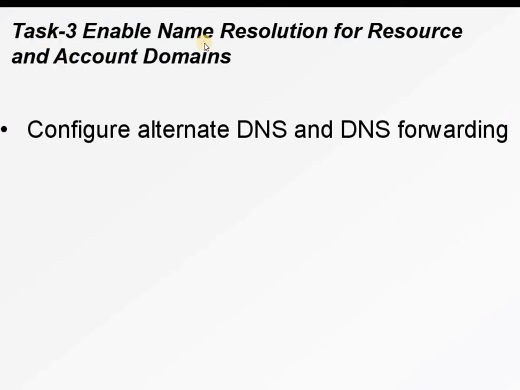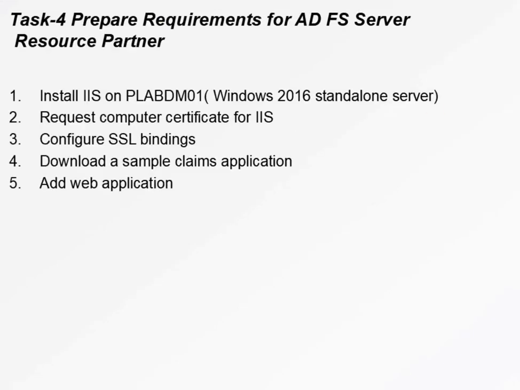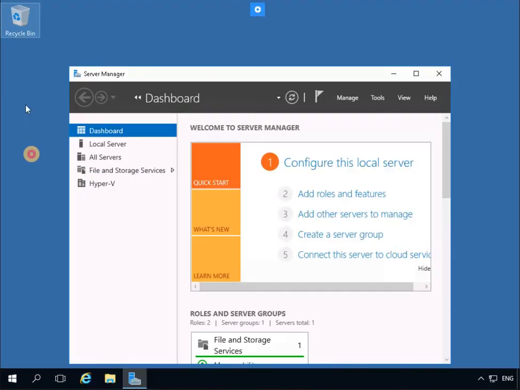So we have now successfully done task 3, enable name resolution for resource and account domains, and we have successfully configured alternate DNS and DNS forwarding. So task 4, prepare requirements for ADFS, Active Directory Federation Services, resource partner. First we will see how to install IIS on Windows Server, the Windows standalone server. First we need to connect to the standalone server now. So this is the standalone server.